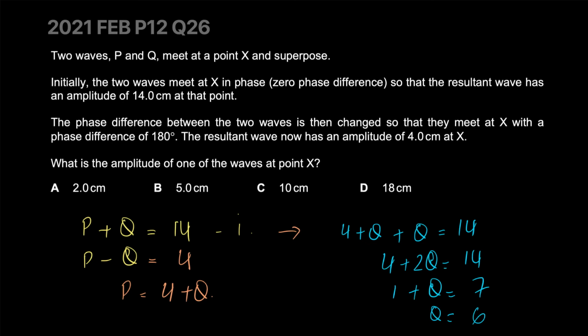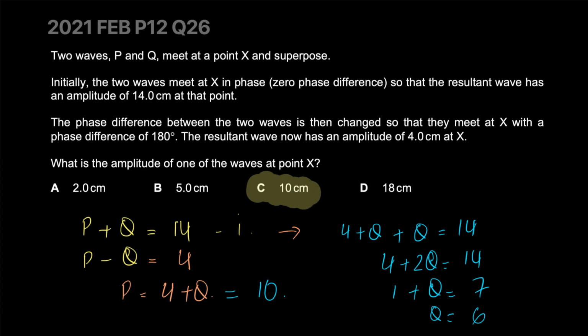I don't see 6 here. So they're probably talking about the other value. Right? So Q is 6, put that in here. And easy peasy, I'm getting P is 10. And that's our answer. So they were asking for one of the waves. So the first one we ended up calculating, coincidentally, was not the one they were talking about.